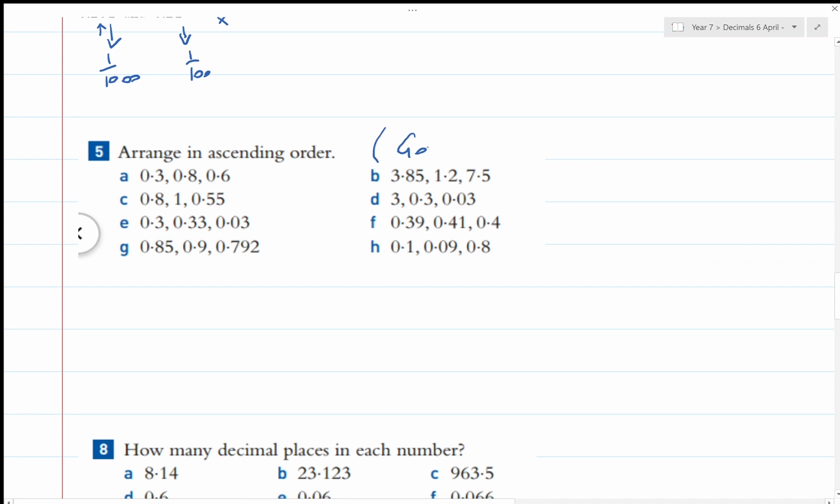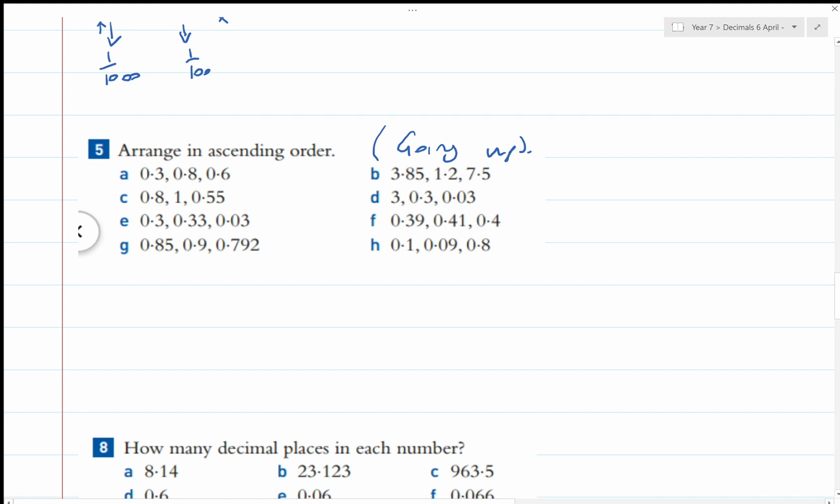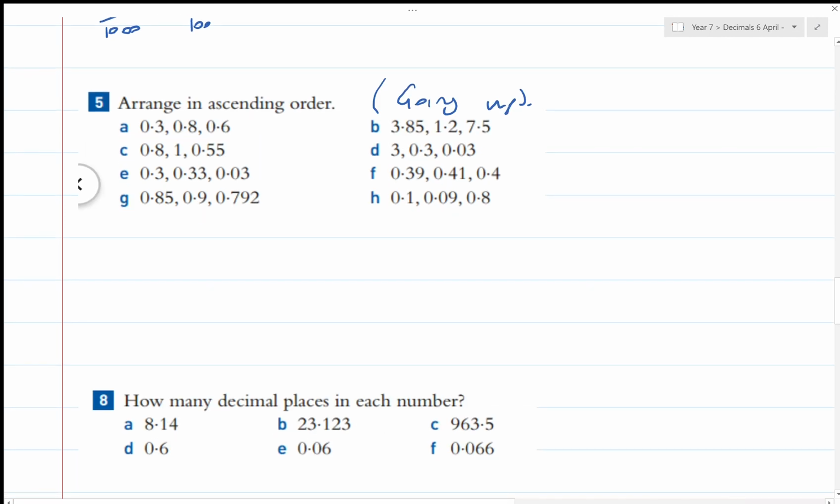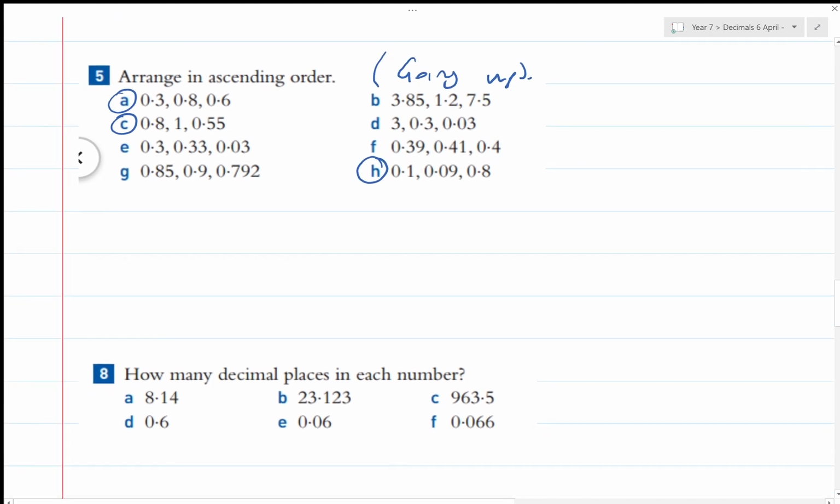So ascending order. Ascending means going up. So let's see. I'll do A, I'll do C, and I'll do H. So A, which one's the smallest? 3/10, 8/10, 6/10. So they're all the same decimal position and number of decimals. So I can just look at the numbers and arrange them in order. So 0.3 is smaller than 0.6 is smaller than 0.8.